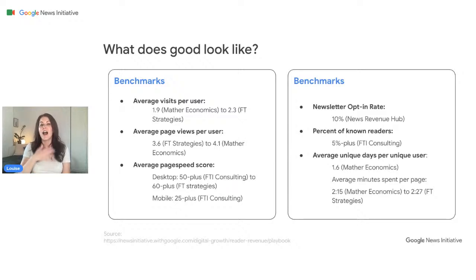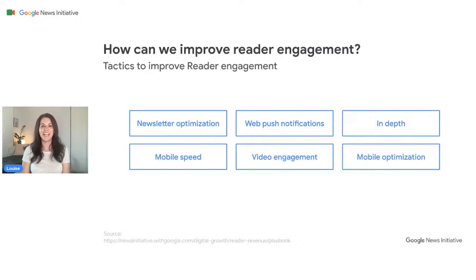So absolutely not saying that this is where you are at the moment, or where you need to be. These are big publications, but it's something to help us start gauging what we need to be doing. So how can we improve reader engagement? Well, there are tactics: newsletter optimization, web push notifications, recirculation strategies, mobile speed, video engagement, and mobile optimization. Let's delve into them in a bit of detail.